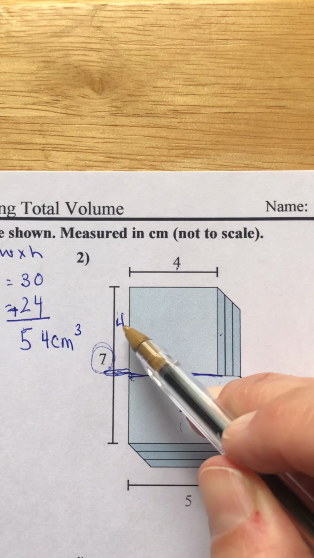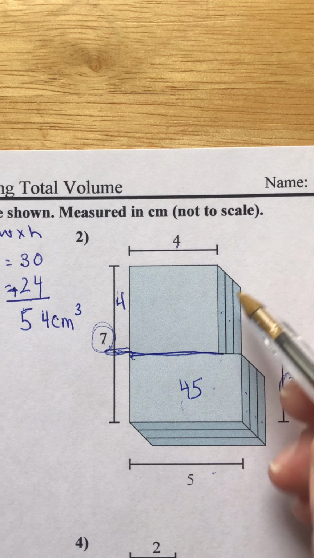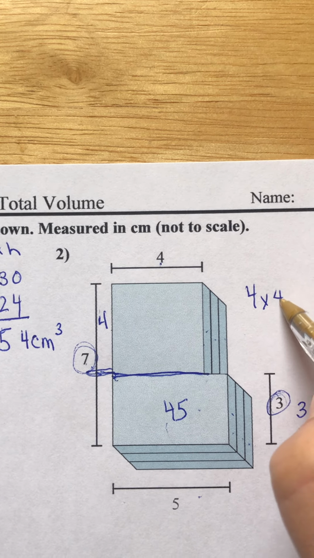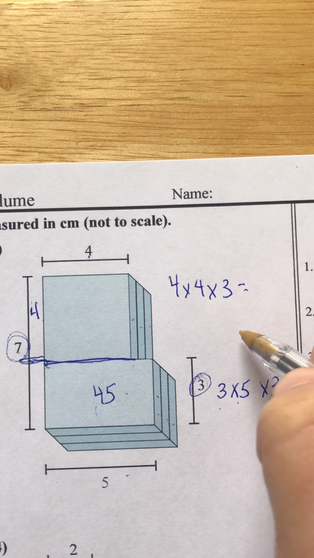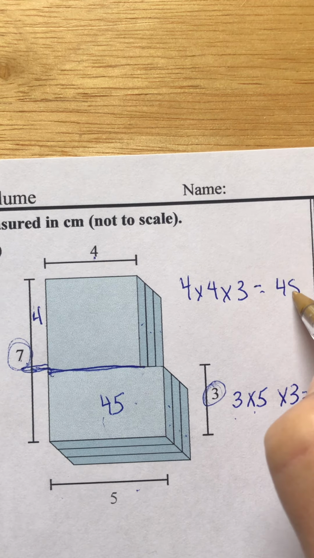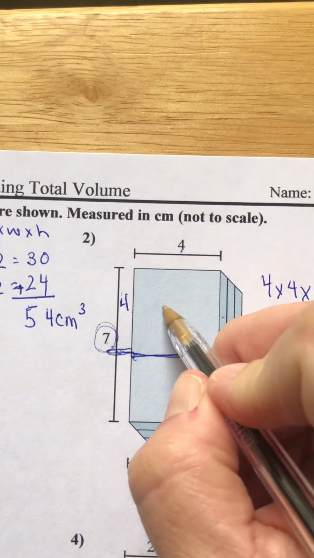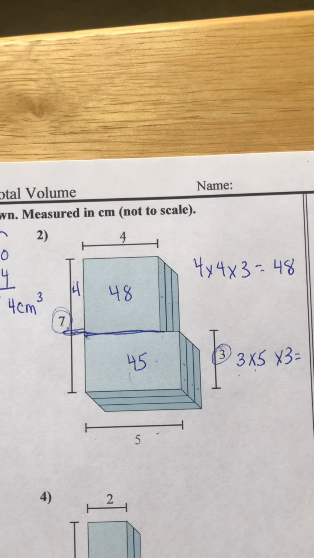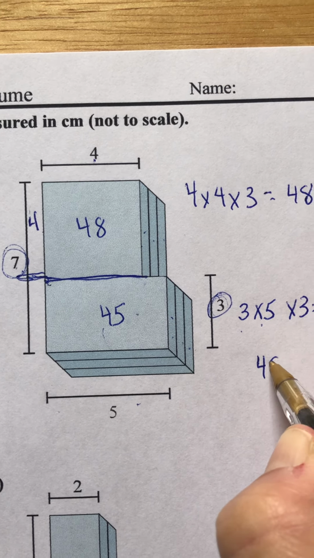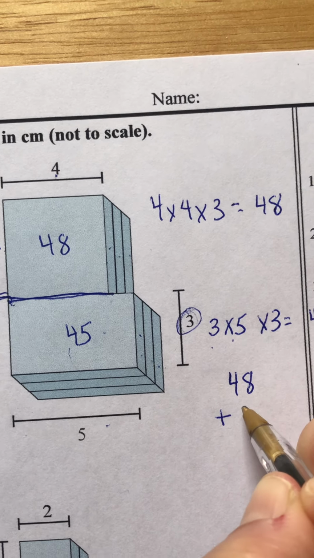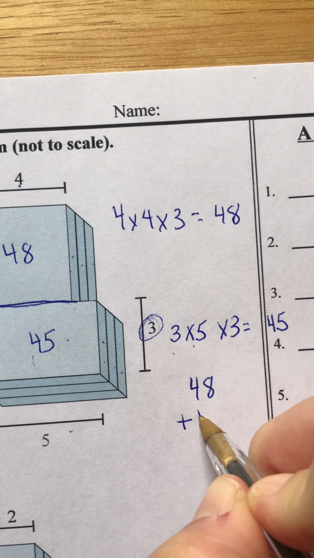So 4 times 4 times our height of 3. 4 times 4 times 3. 4 times 4 is 16, and 16 times 3 is 48. So the next thing we have to do is take our individual volumes and add them together. So I'll come over here, 48 plus 45.